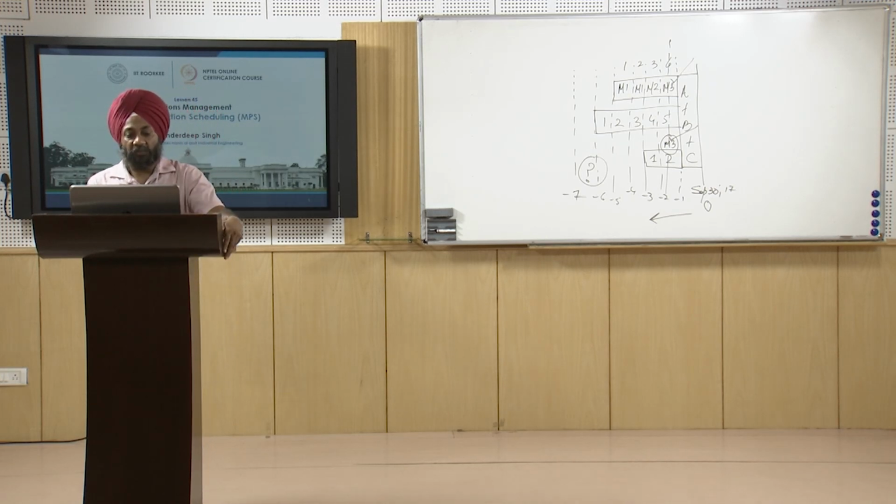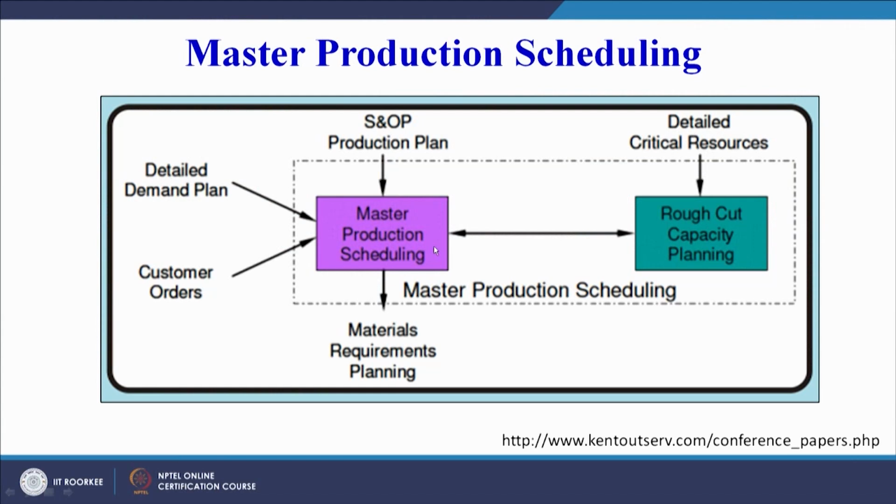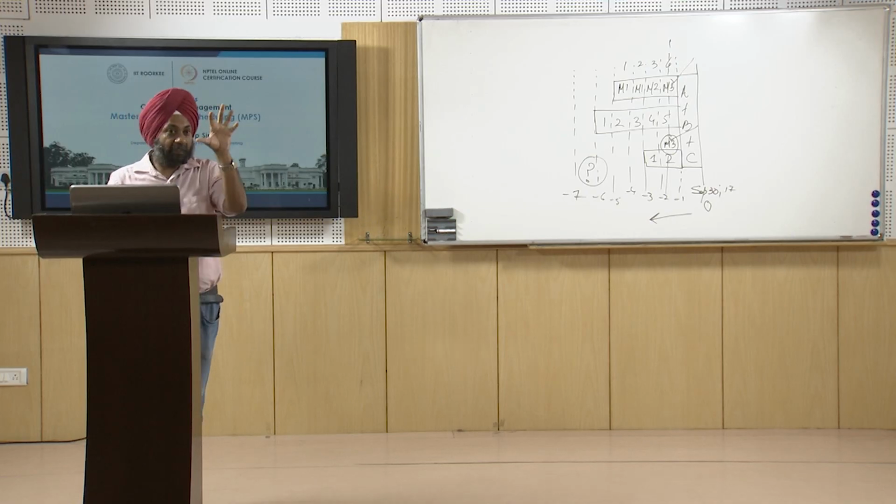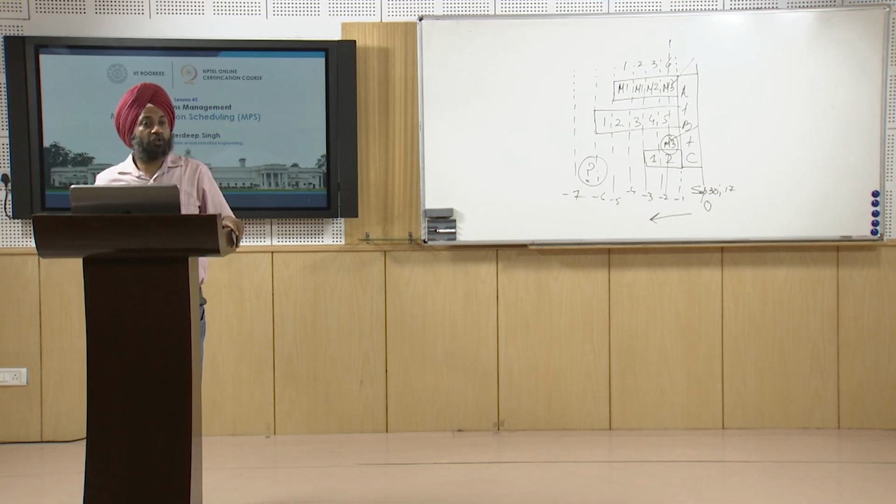So we can see the master production schedule with the help of a diagram here. What are the inputs? From the sales and operations department, we have a production plan. A detailed demand plan must be available with us. Customer orders. So all these are the inputs. The master production schedule will be one of the inputs to the materials requirement planning system, which we are definitely going to cover in our course on operations management in the subsequent weeks. So at that time you must remember what a master production schedule is.